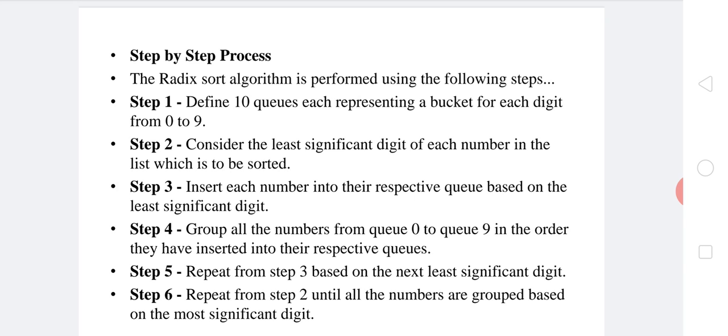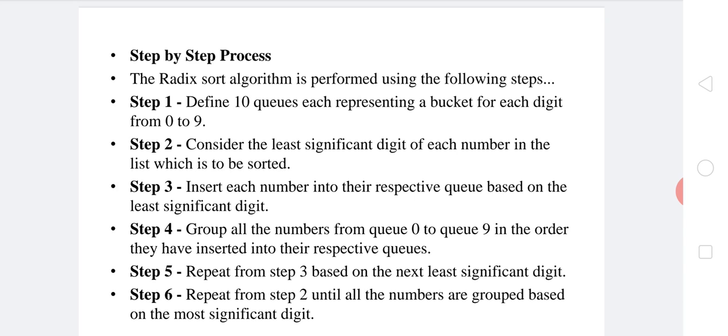Now we will see the example of radix sort in the next slide. Each element is placed in a particular queue, or a particular bucket, on the basis of the least significant digit. In step number 4, group all the numbers from Q0 to Q9, which is bucket 0 to bucket 9, in the order they were inserted into their respective queues.